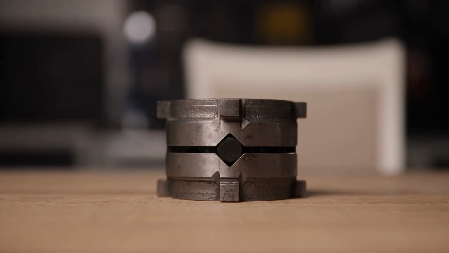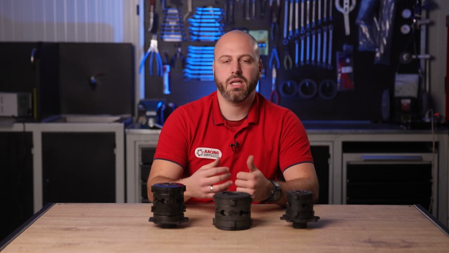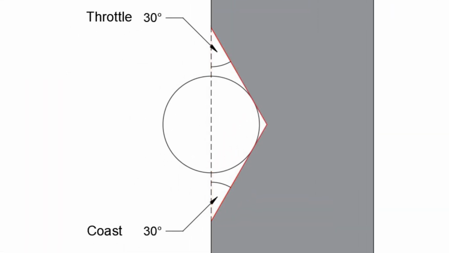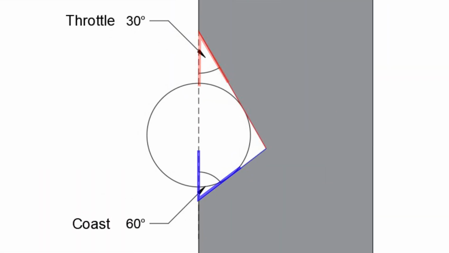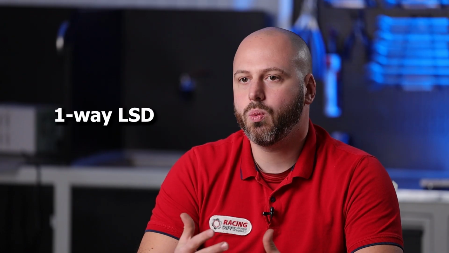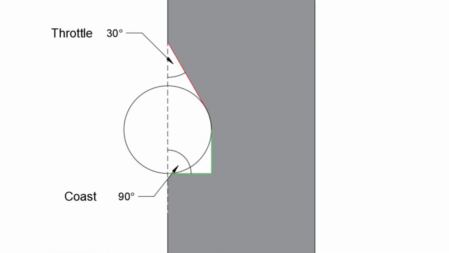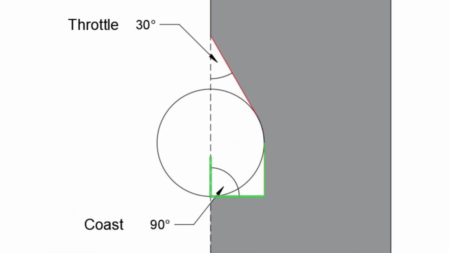The shape of ramp angles divides clutch-type diffs into the following three categories that you may have already heard of. We have two-way LSD, where the throttle ramp angle and the coast ramp angle are the same. We have 1.5-way LSD, where the throttle ramp angle is bigger than the coast, and one-way LSD, where the coast ramp angle is 90 degrees.